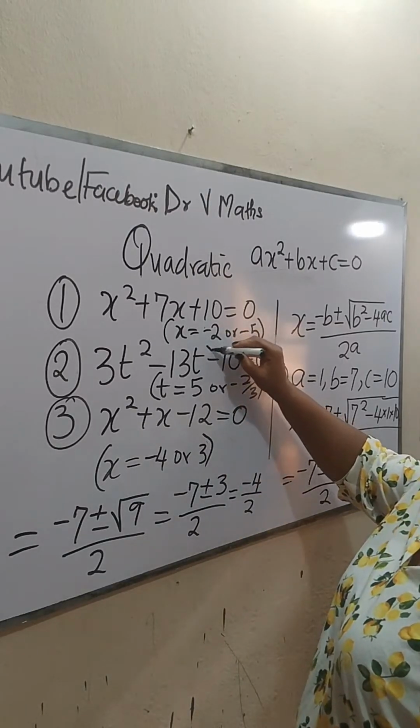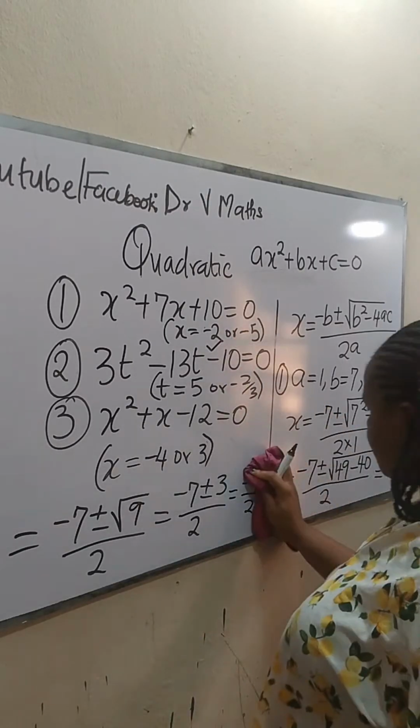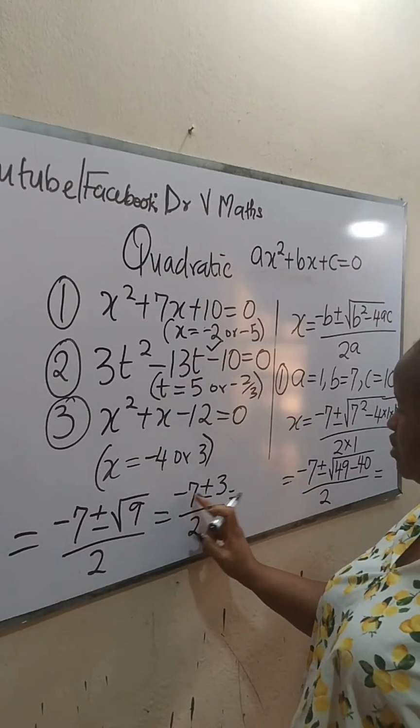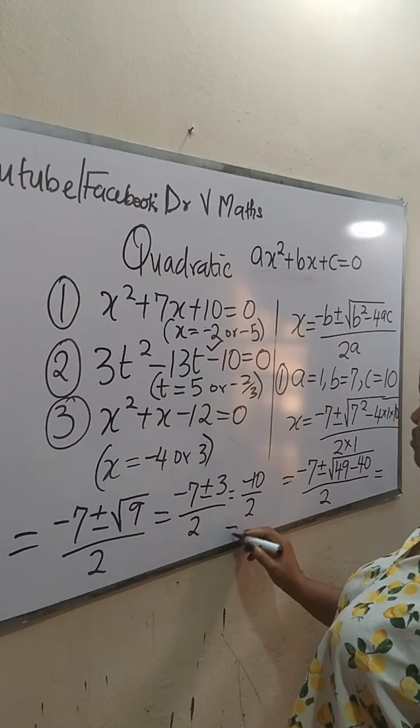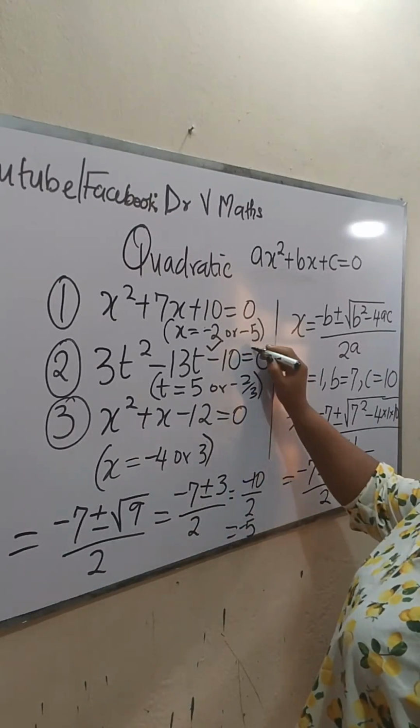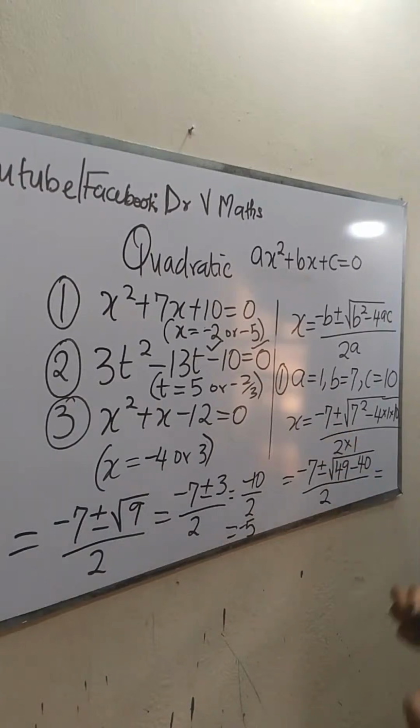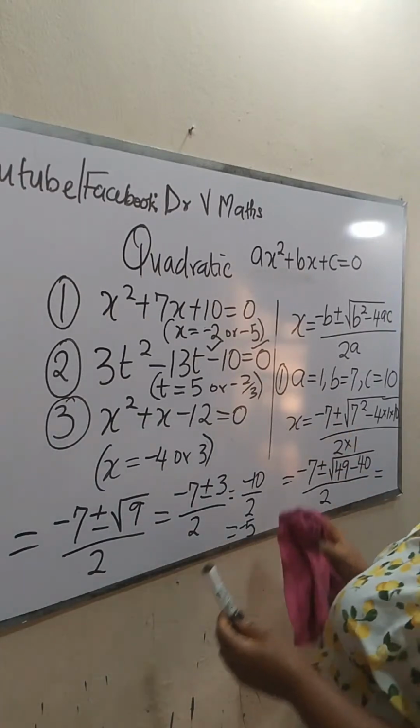You see the first answer here is correct. Now, if you take the second one, which is minus 7 minus 3, that is minus 10 all over 2, and that is minus 5. You see that this is correct. So the answer here is correct. Okay. So we go to the next one.